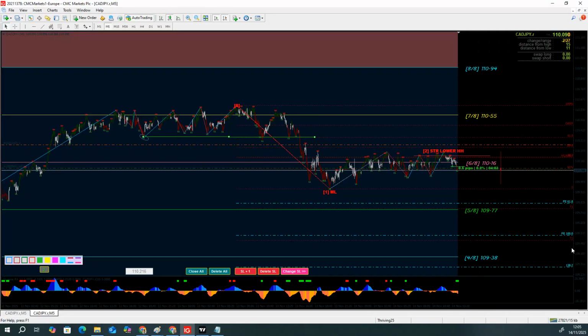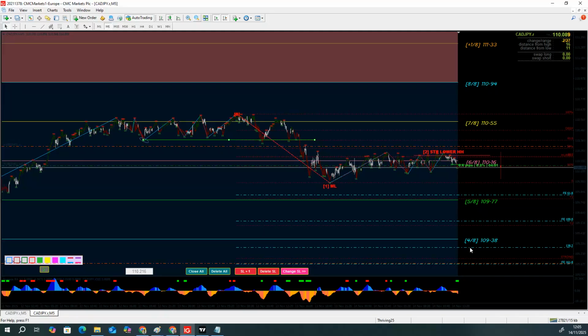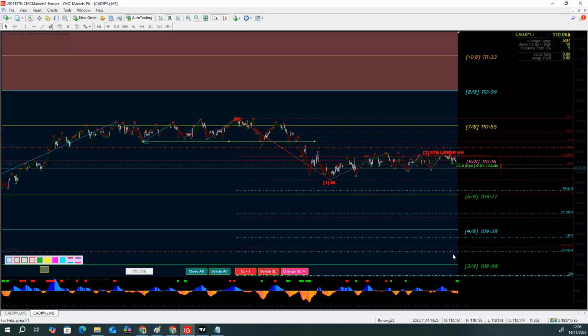We also have a level just below the 4 of 8, 138.2. We have this strong confluence here at the 161.8, which is between the 4 of 8 and the 3 of 8 Murray level. Okay.